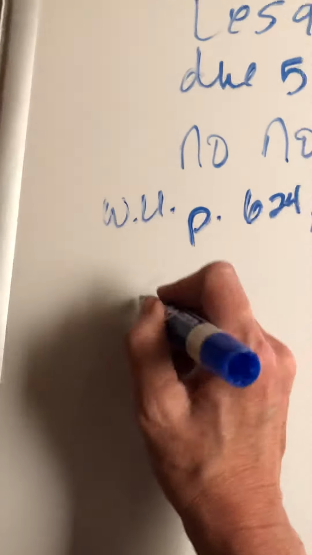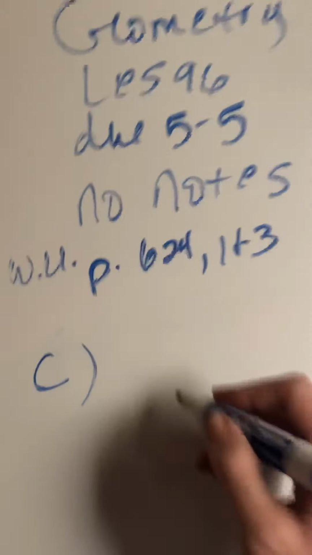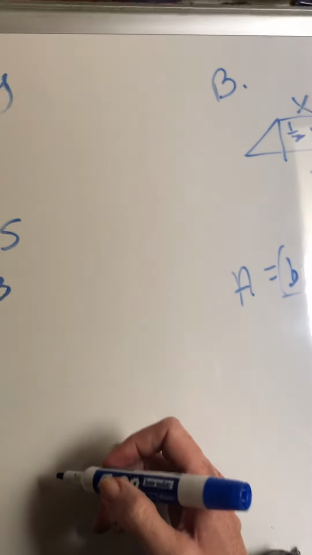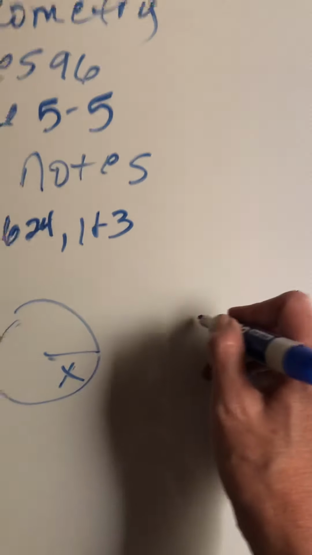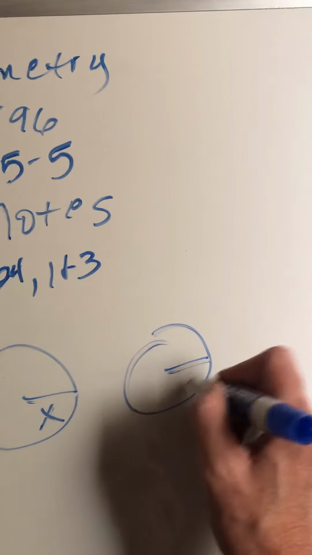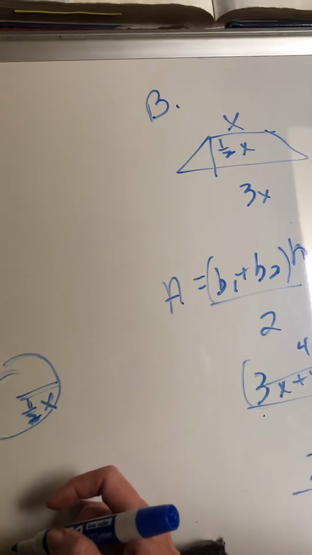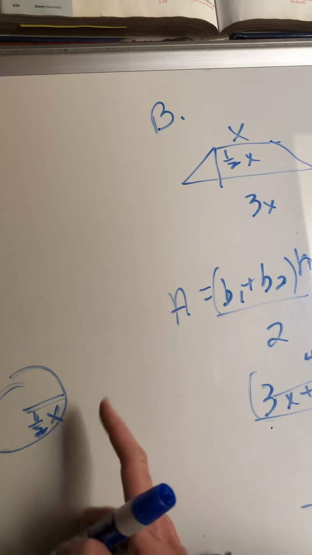Then on C, the radius of the circle is x. So here's my circle. The radius is x. The radius is changed by a factor of 1/2. So now this is 1/2 x for the new circle. What is the ratio between the original circumference and the new circumference and the original area and the new area?